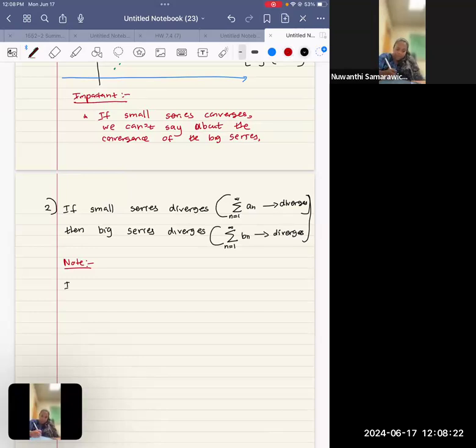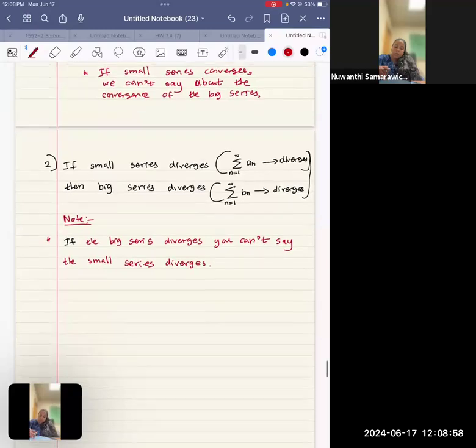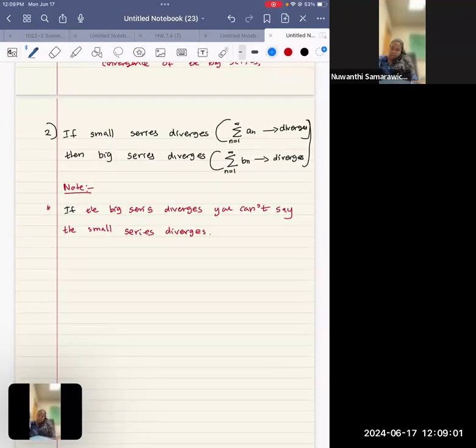If the big series diverges, you can't say the small series diverges, because it can diverge or it can converge. So the vice versa is not true.